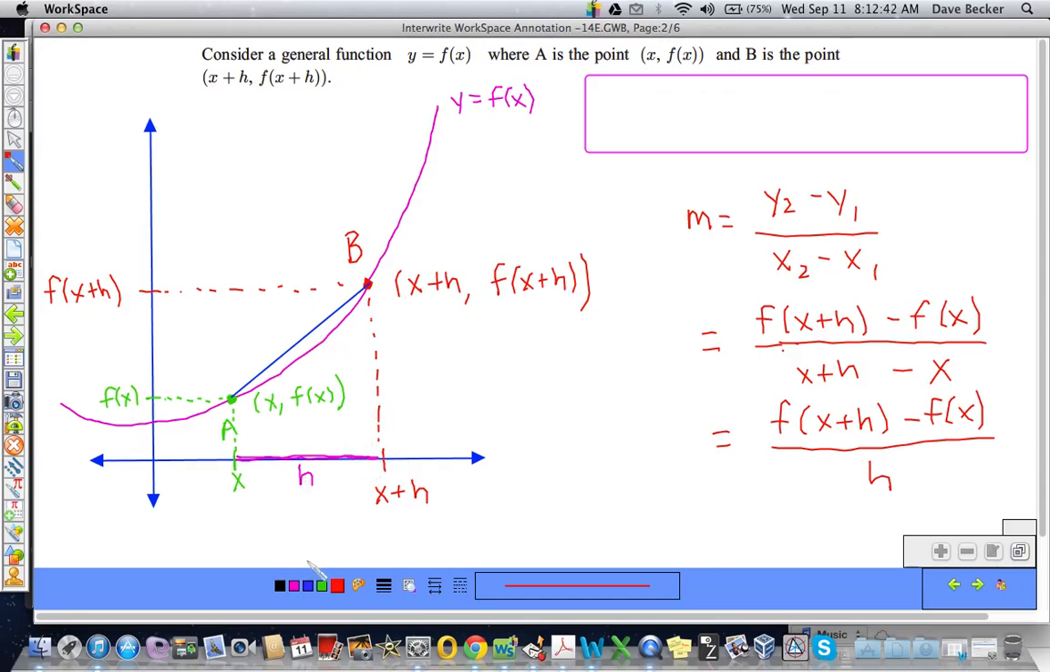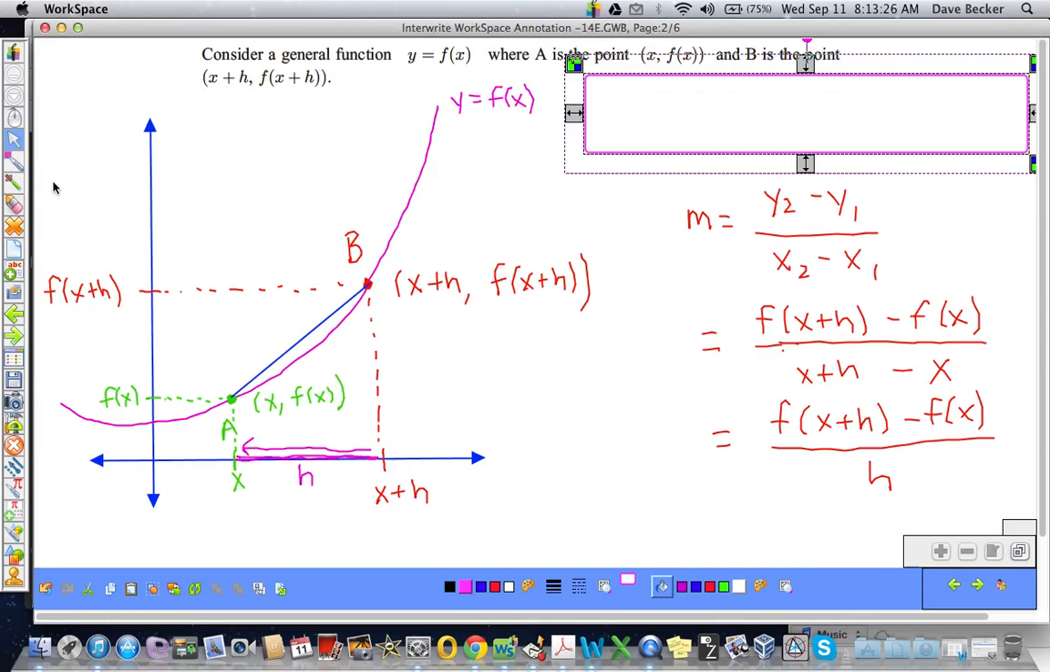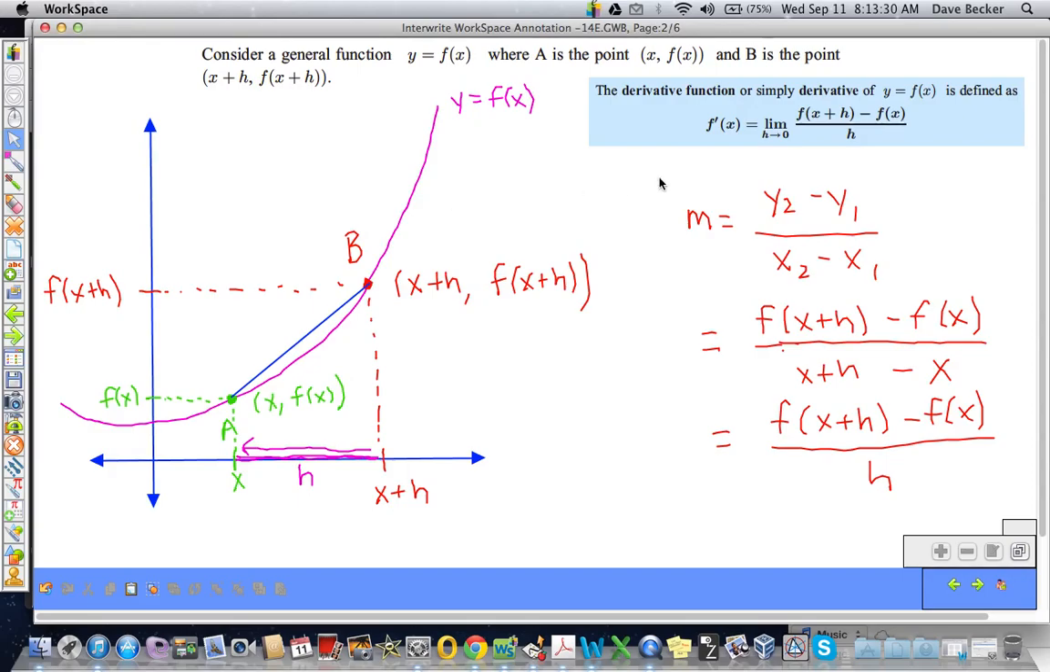So what happens if we take h and we make it smaller and smaller and smaller, and it gets closer and closer and closer to 0, okay? Well, eventually we are going to get the gradient of the tangent line to this curve at A, the slope of the tangent to the curve. And as h is getting smaller and smaller and closer and closer to 0, that should be sounding familiar to you. That should be sounding like a limit. And what we have here is a way to find the derivative, okay?